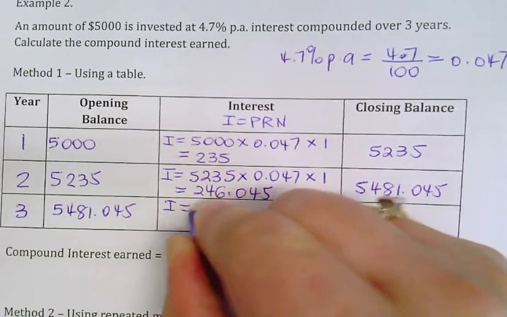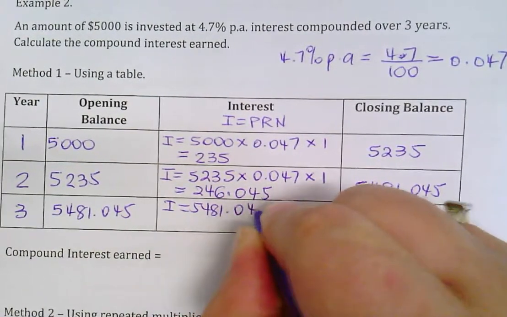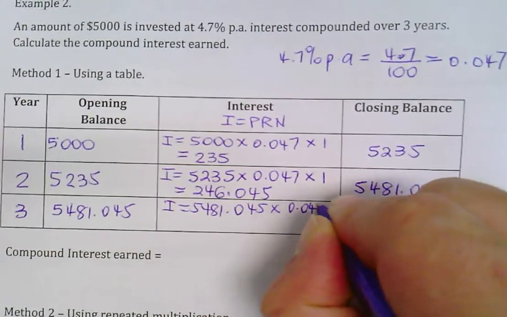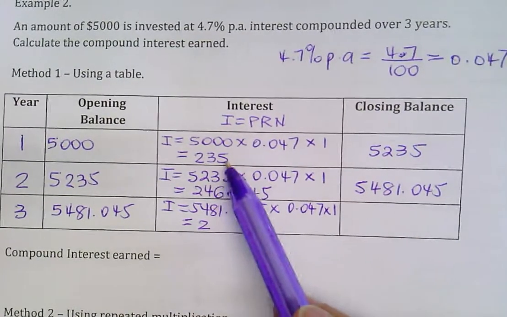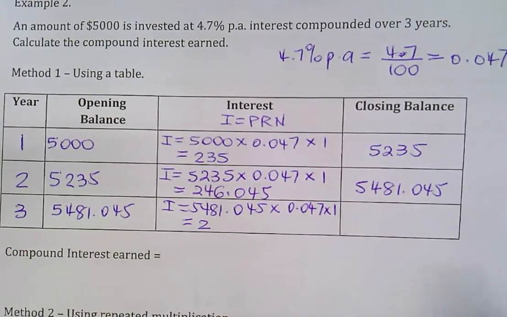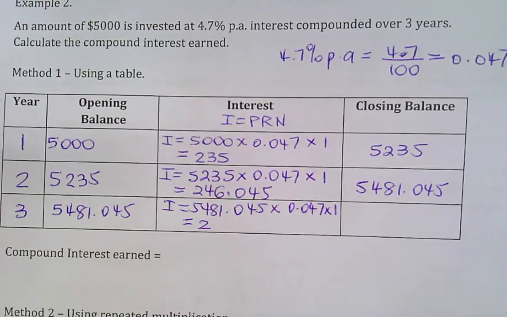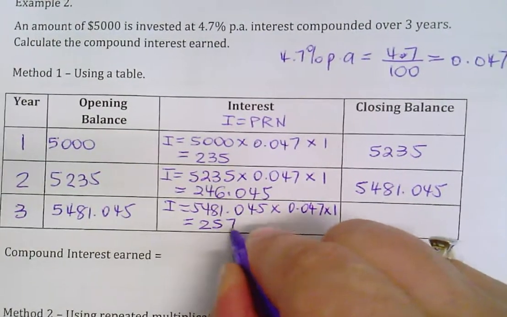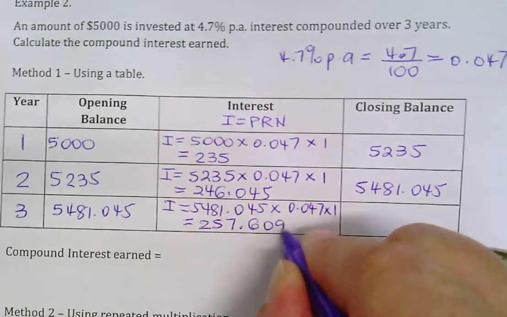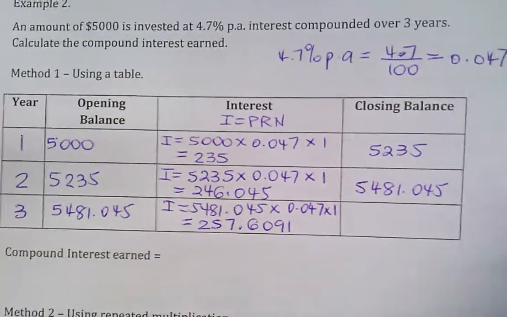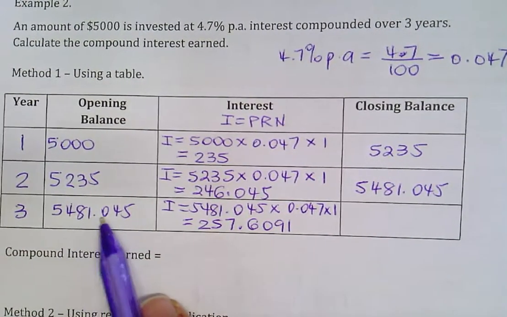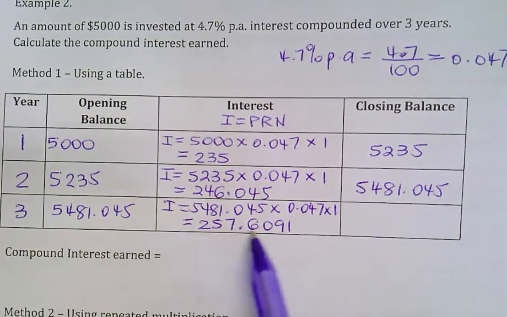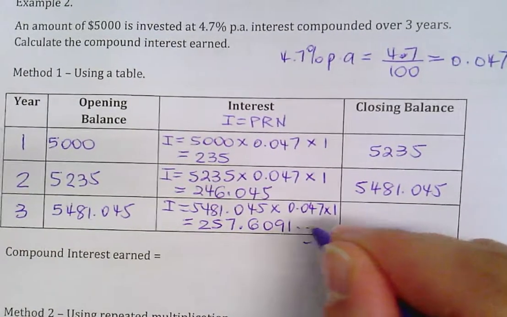So 5481.045. The interest is that times 0.047 times 1 year. And I get, obviously, about 250 something, 257, 258, etc. That'll do. So what's my closing balance? And now I'll round it off to 2 decimal places. So 5481.045 plus 257.6091, that'll do. What do you get?